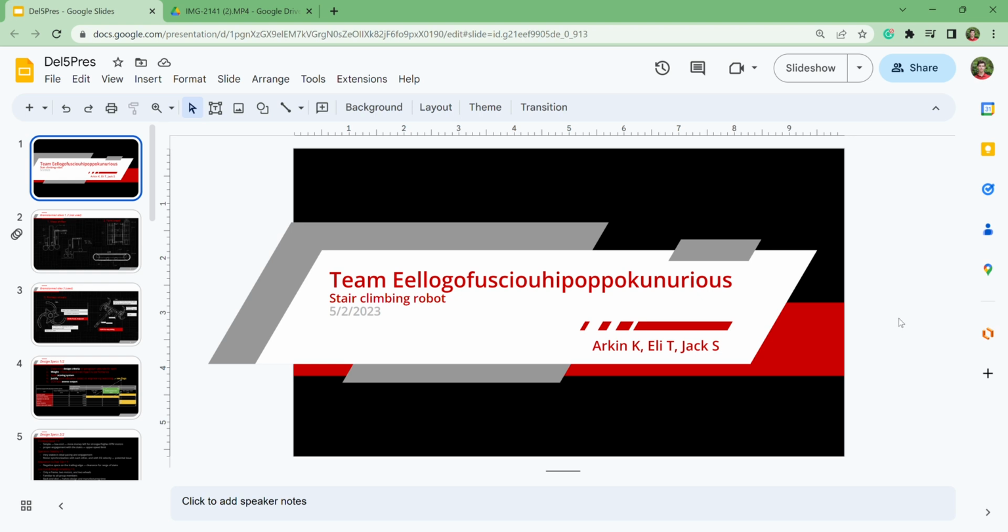Hey, my name is Jack, and I want to do a quick overview of our stair climbing robot. Stair climbing robots seem to be a really common class project in college and high school, and they're really a great place to exercise some interesting engineering design creativity and practice good manufacturing methods.